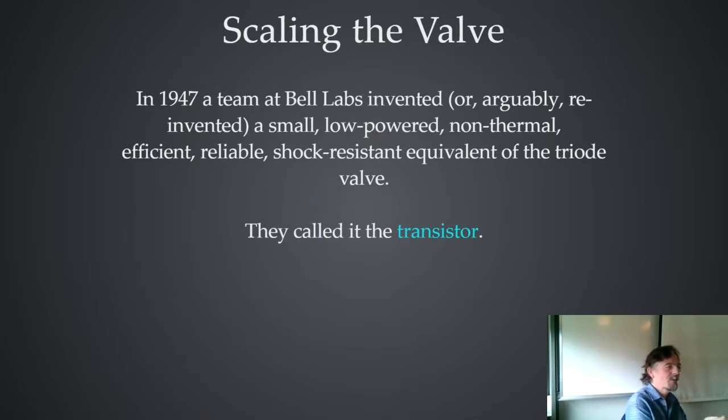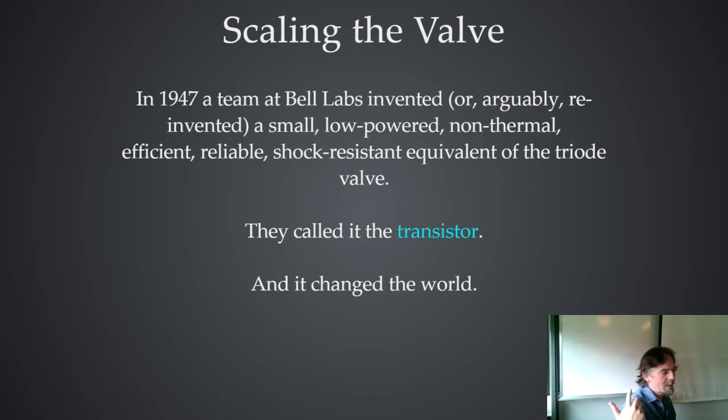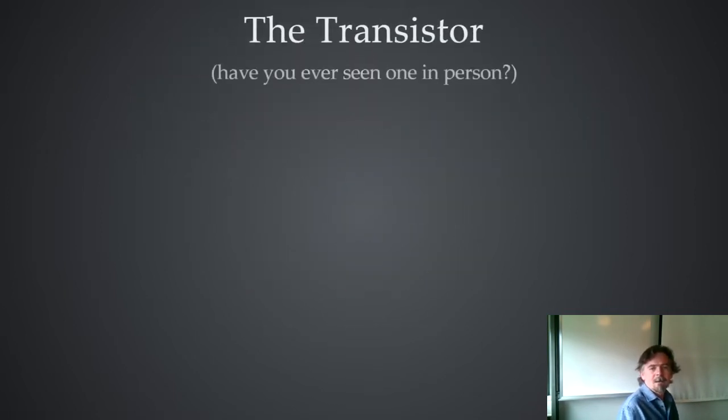The transistor is basically a super miniaturized valve, and that's what made all the modern tech that we have possible, because transistors are so much smaller and cheaper and more reliable than valves were. And the transistor changed the world, and it was only invented in 1947. So within a lifetime, if you've got a grandparent in their 70s or something, they might have been born before 1947. If so, they were born into a world with no transistors in it. And now they're everywhere, in everything.